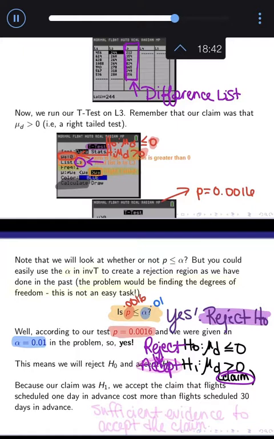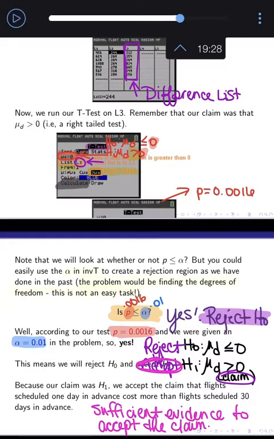Well, notice we're actually doing something. We're not failing to do something. So we're going to say that there is, let's see, sufficient evidence to do what? We're going to say that there is sufficient evidence to, we're not rejecting, our claim is down below, so there's sufficient evidence to accept the claim. What was our claim? Our claim was that if you're scheduling 1 day in advance, costs more than scheduling it 30 days in advance.